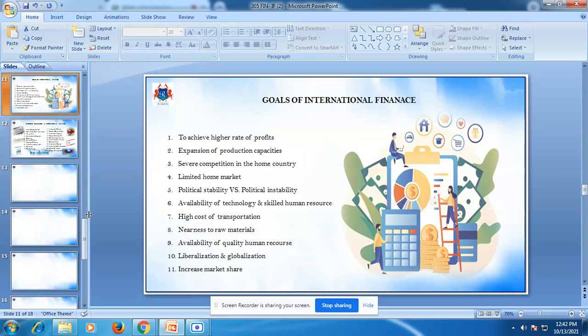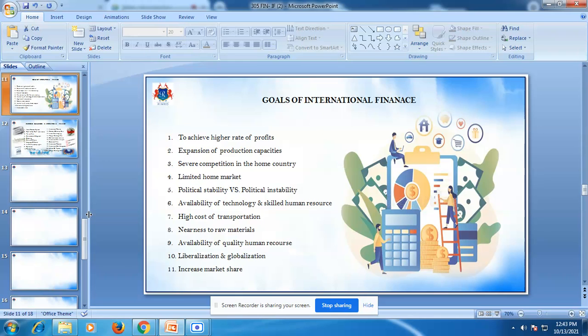Then the next goal is availability of quality human resources. This is a major factor for software, high technology and telecommunication companies to locate their operations in India. India is the source of high quality and low cost human resources.